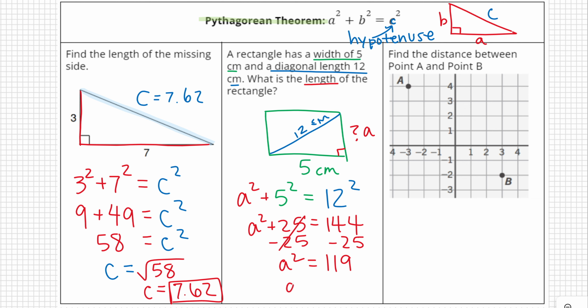So you go to your calculators, square root of 119. And it's 10.91, if I'm rounding to the nearest hundredth place, centimeters. That is our missing length.